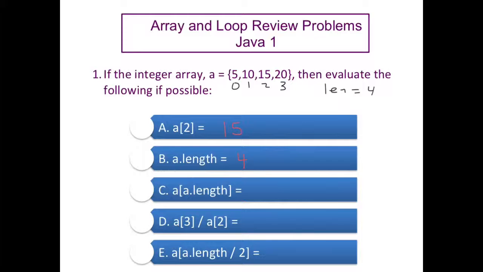Part C asks us to find the value that is located at the index equal to the length. Now that length is equal to 4, but this causes a problem. We can see that our indices only run 0 through 3, so there is nothing at 4, so this will give us an error.